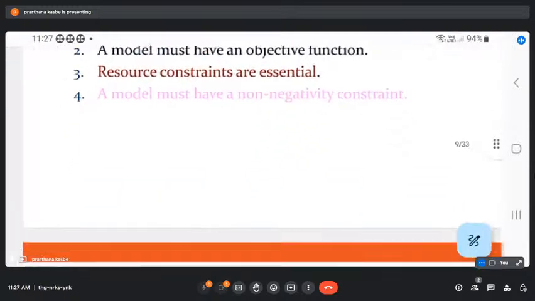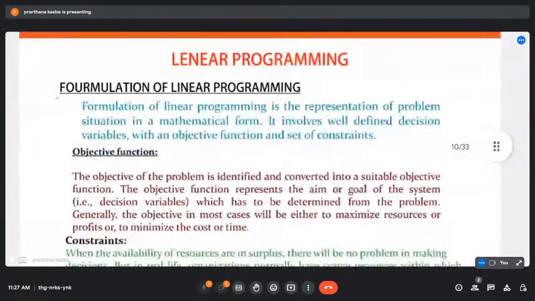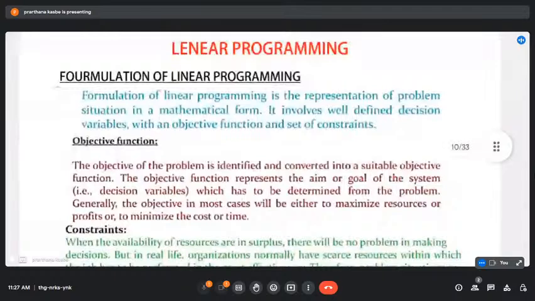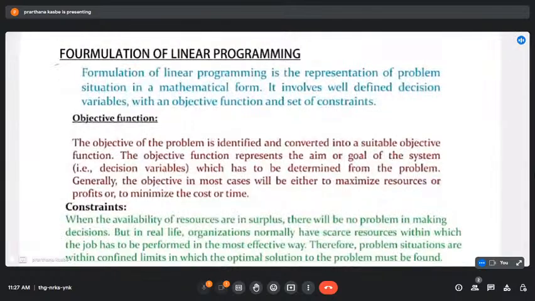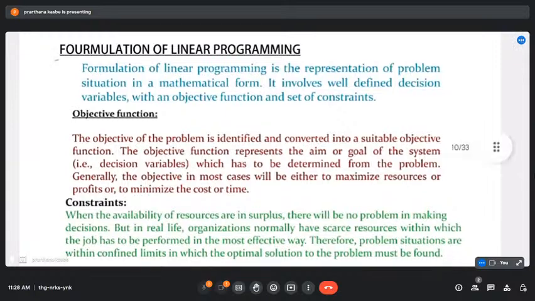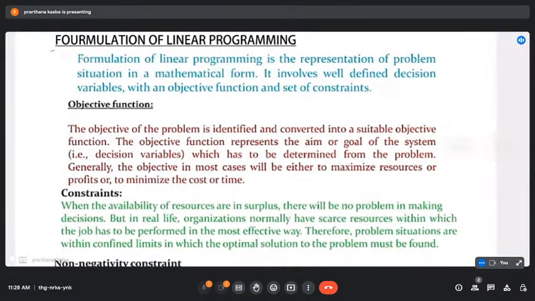That is very essential properties. How to formulate a particular linear programming model? The formulation of a linear programming model is the representation of a problem situation in mathematical form. It involves well-defined decision variables with an objective function and a set of constraints.